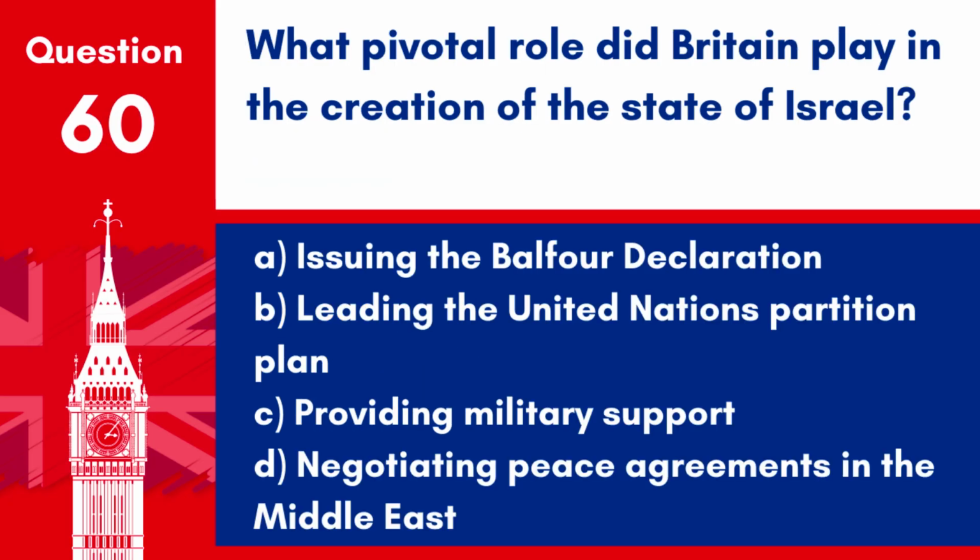Question 60. What pivotal role did Britain play in the creation of the State of Israel? A. Issuing the Balfour Declaration. B. Leading the United Nations Partition Plan. C. Providing military support. D. Negotiating peace agreements in the Middle East.